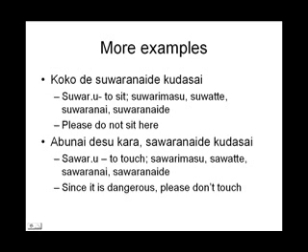What is the verb here? Sawaranaide. Sawaranaide comes from sawaru, a group 1 verb meaning to touch. Sawarimasu is the masu form. Sawatte is the te form. The te form of sawaranai is sawaranaide. Sawaranaide kudasai means please do not touch. The meaning of this sentence is since it is dangerous, please do not touch.